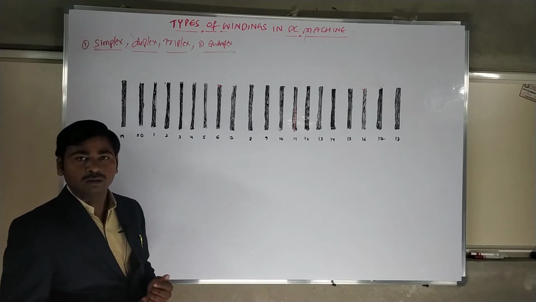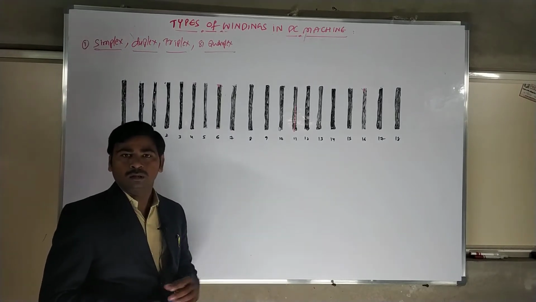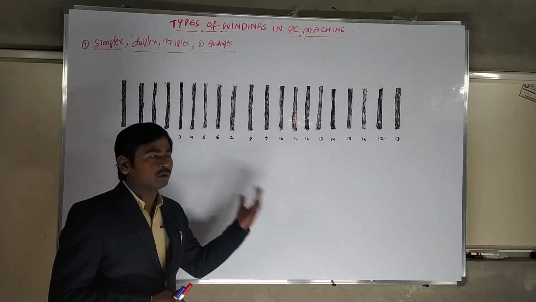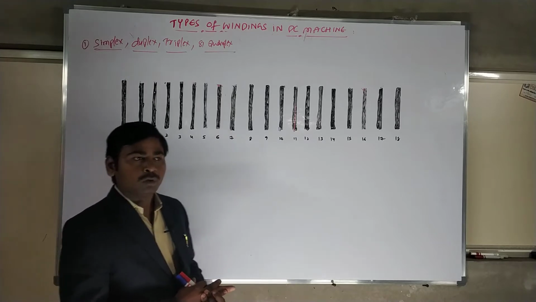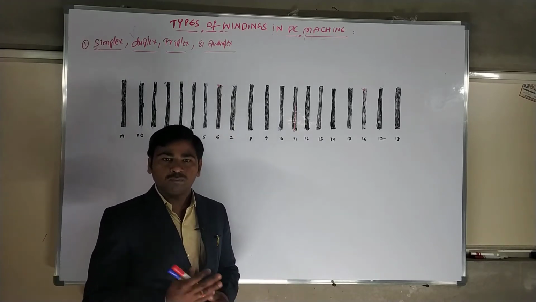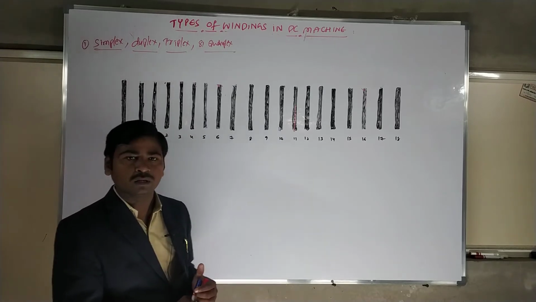What exactly is going on there? Before you understand simplex, duplex, triplex and quadruplex windings, you have to understand lap winding and wave winding. If those are not clear, please watch the lap and wave winding video, then come back to this, and you can understand it very clearly.